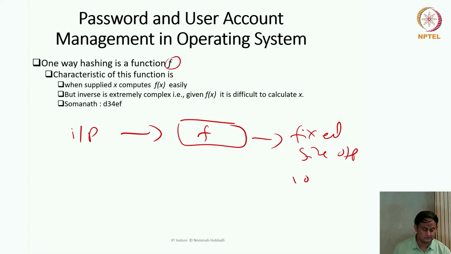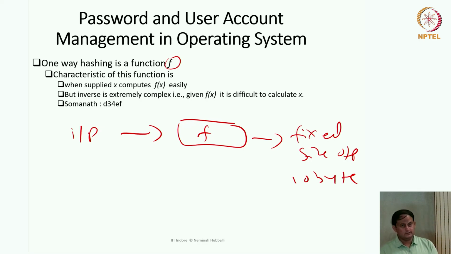What it means is, if I give 1 byte of data, it generates a fixed size output. Let's say this is a 10 byte output. If I give 1 byte input, it generates the 10 byte output. If I give 2 byte input, it still generates the 10 byte output. If I give 100 bytes, or 1000 bytes, it still generates 10 bytes. So any arbitrary size input you give, it still generates the same fixed size output.